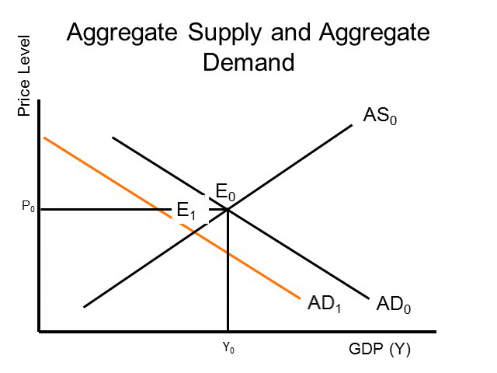This gives us a new equilibrium point, E1. If a line is drawn from E1 to the price axis, a new equilibrium price level is found. Notice that the price level decreases from P0 to P1. If a line is drawn from the new equilibrium point to the GDP axis, a new equilibrium GDP is found. Notice that the GDP decreases from Y0 to Y1.